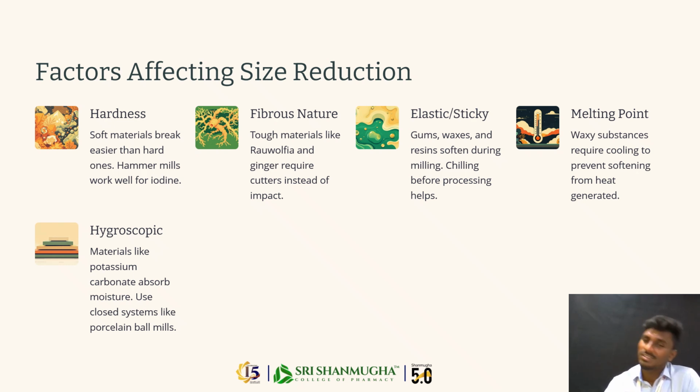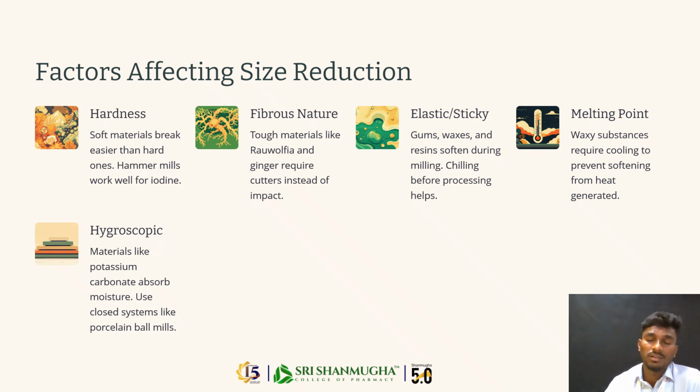Fibrous natural material is not converted easily into small particles, because fiber is one of the factors affecting size reduction. Materials like Rauwolfia and ginger require cutters instead of impact. Why? Because most of the material is fiber inside, so it is not easily converted to small size particles.